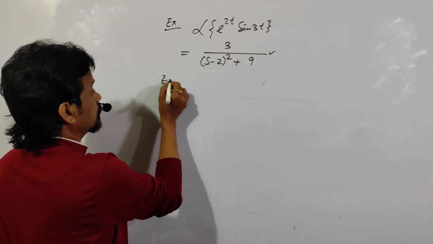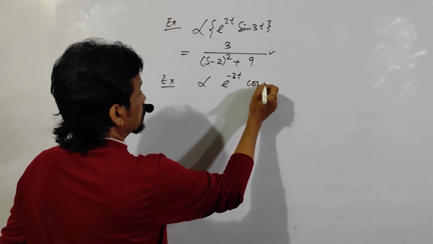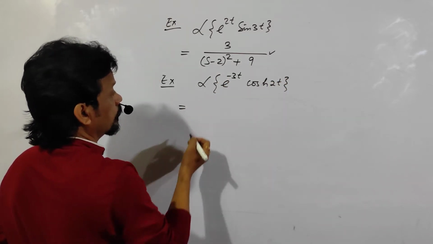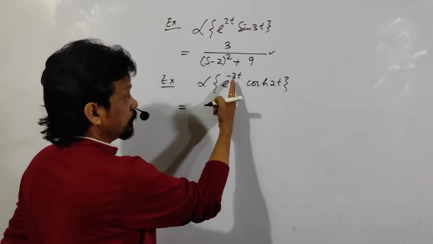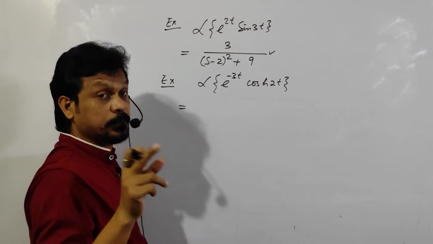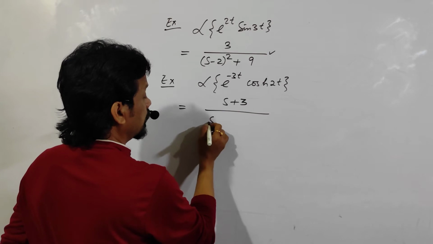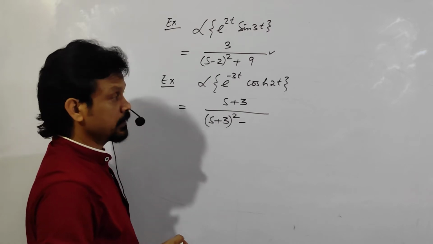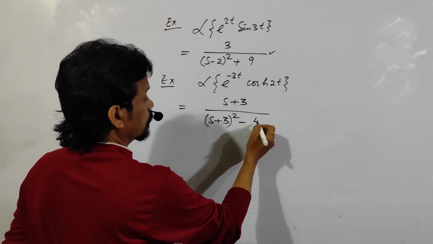Another example, see here. Laplace of e to the minus 3t into cosh 2t. See here, cos is there, so in the numerator it will be s. In place of s you should write s minus a, but here a is minus 3. So s minus of minus 3, that means s plus 3. In the numerator it will be s plus 3 divided by (s plus 3) whole square, and since the hyperbolic function is there, you should put a minus sign here, and then b square. B square means 2 square, it is 4.